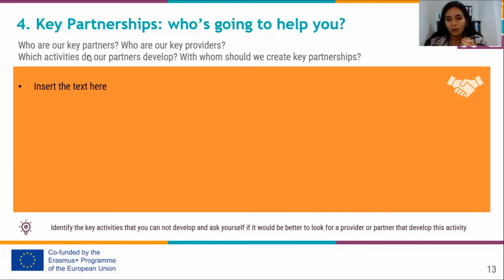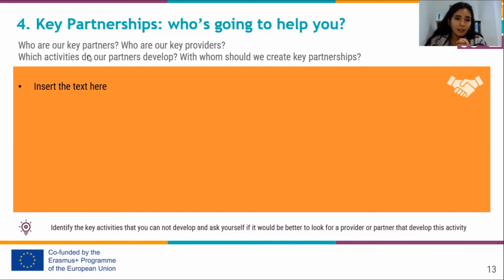If I'm going to need, for example, a logistics provider in order to deliver my products, and which activities are my partners going to develop inside my business proposition, okay? And I also have to ask myself, with whom should we create key partnerships? Who are the most convenient ones? You have that point in the template, this is point number 5.